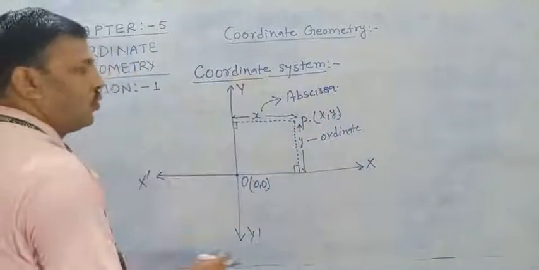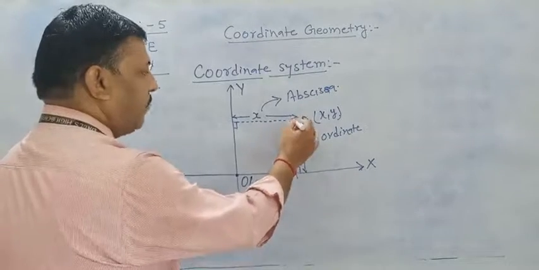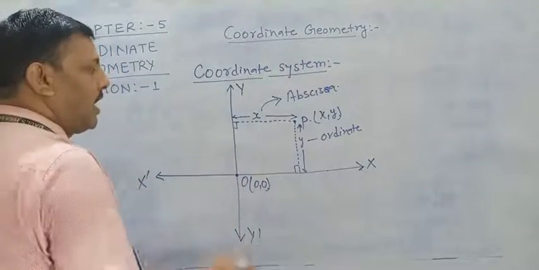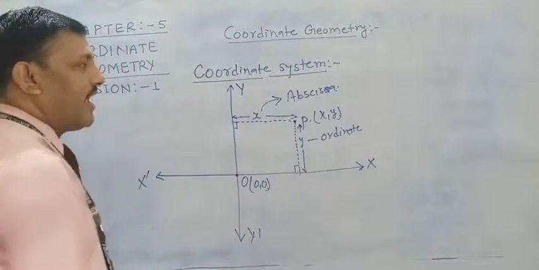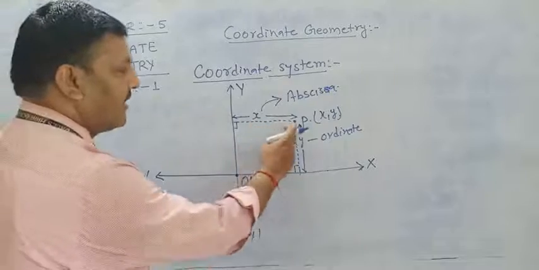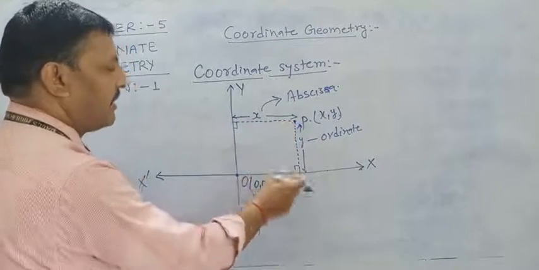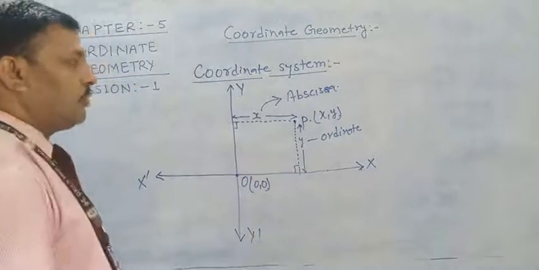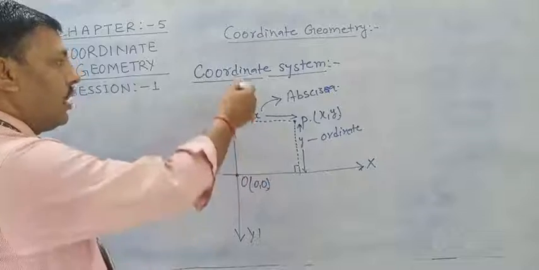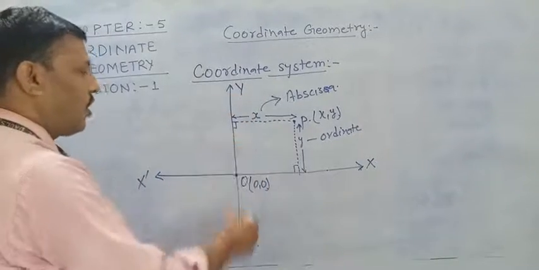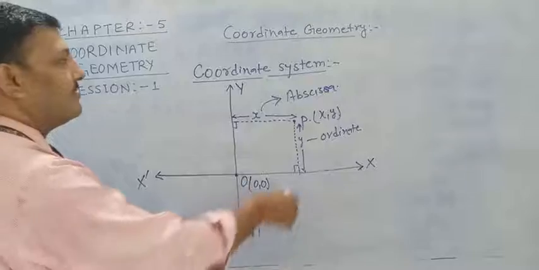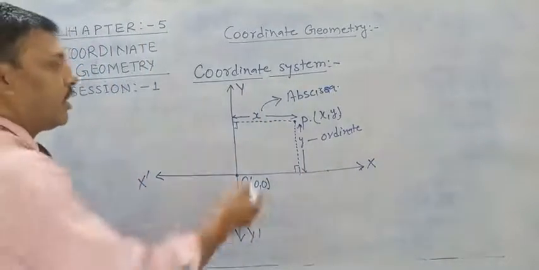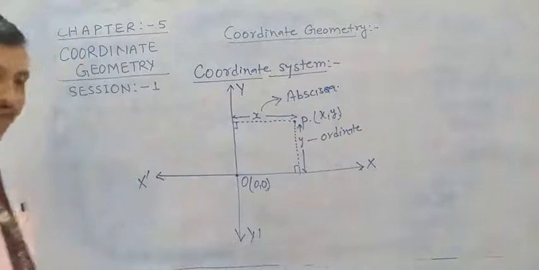So for point P, we have two reference lines, x and y, and with respect to the x-axis and y-axis we have determined the actual position of the point P. Without reference, we cannot detect the actual position of a point in this plane. So the x-axis, y-axis and origin, which divide the plane into four parts, are called the coordinate system. This is the process of finding the coordinates of a point in the plane.